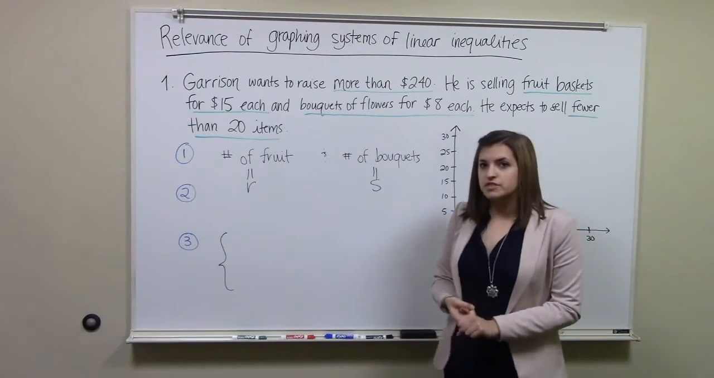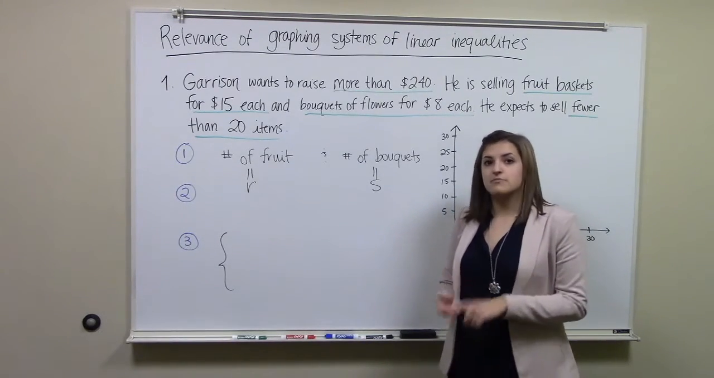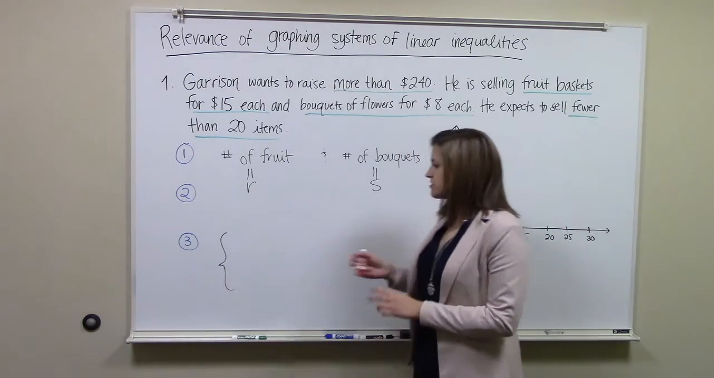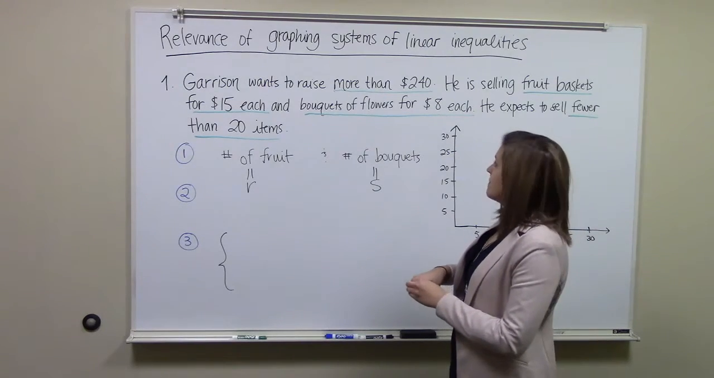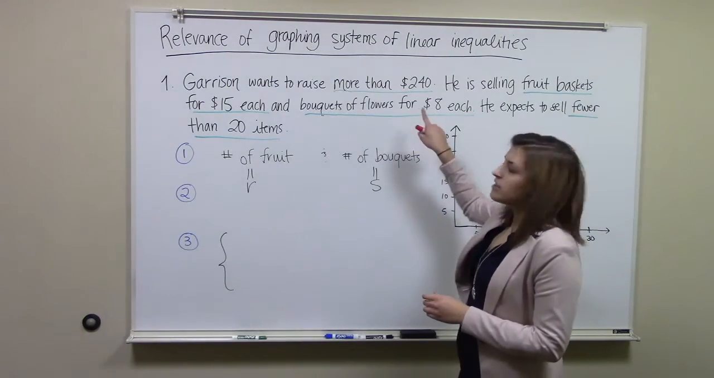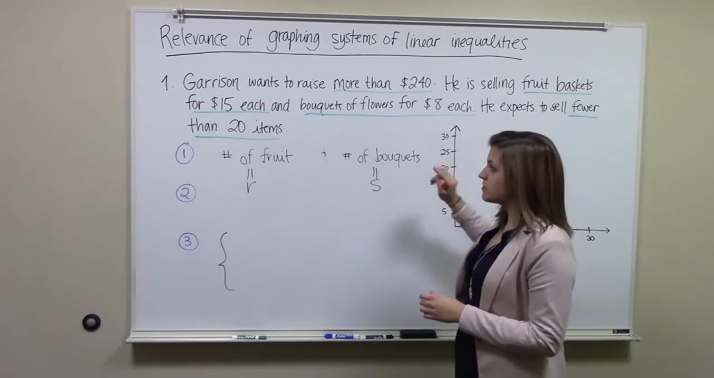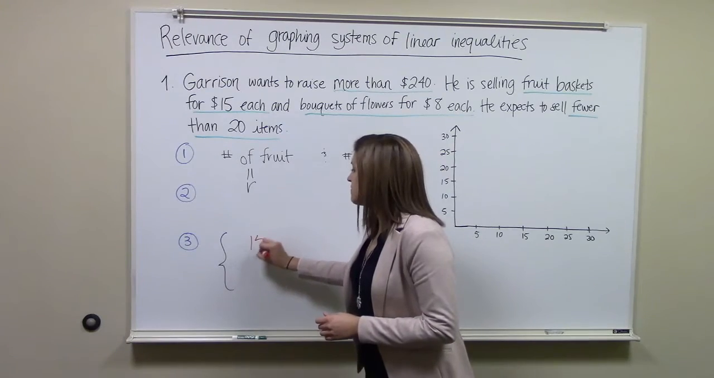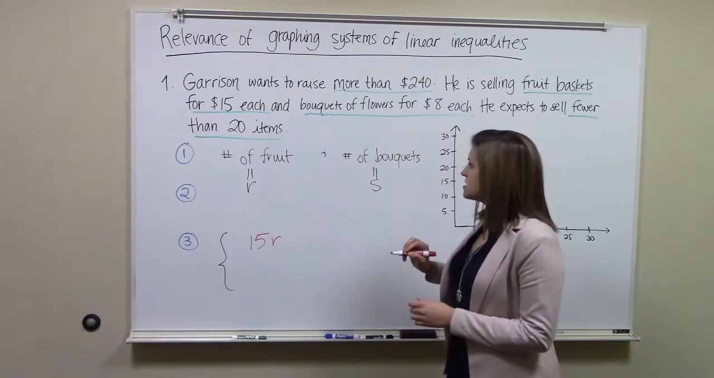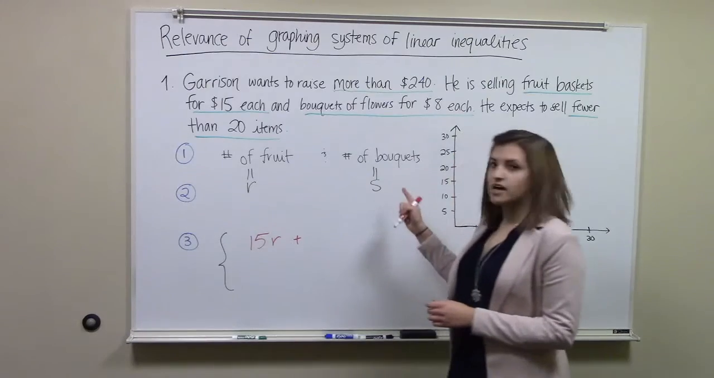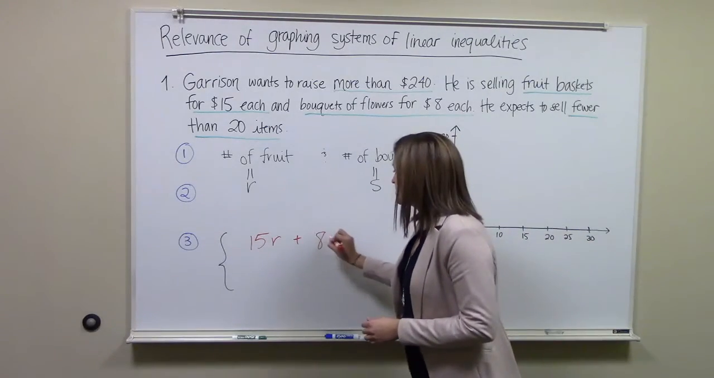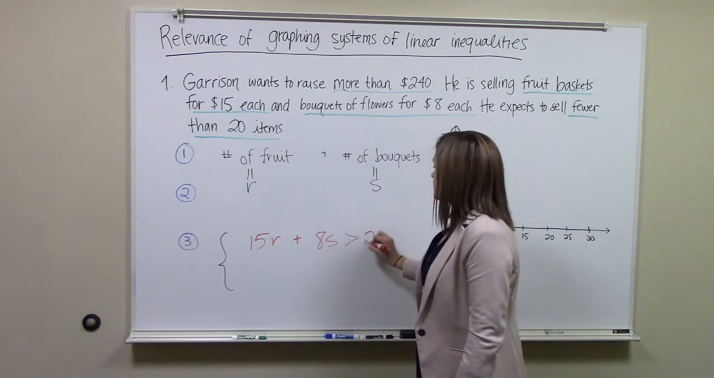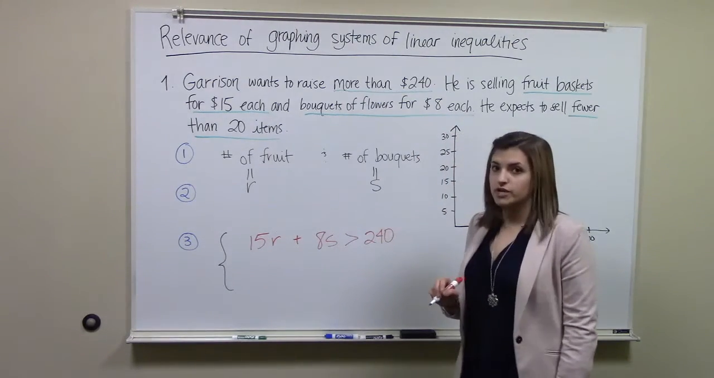So we have two different things we're dealing with here. We have money, and we also have the number of items. So we're going to have one inequality for each of those. Let's start with the first one. I'll do it in red. Our first one is about money. So he wants to make more than $240. Fruit baskets are $15 each. So I'm going to say $15 per fruit basket plus $8 per bouquet of flowers. So 8 times S. And this has to be more than $240. So I'm saying greater than $240.